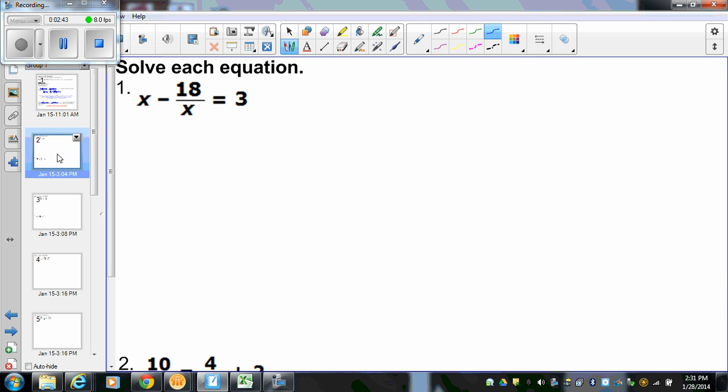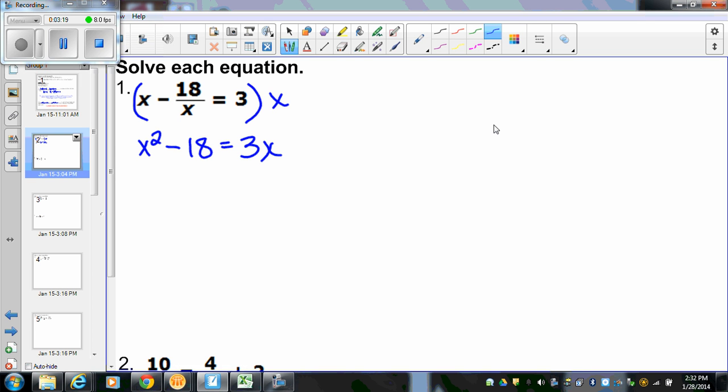So let's look at some problems here. We're going to start with number 1. Number 1 says x minus 18 over x equals 3. The first thing you would want to do is take the entire equation and multiply it by all of your denominators. The only denominator we have is x, so every single term in this equation is going to get multiplied by x. x times x gives me x squared, minus 18 over x times x is just 18, and then equals 3x.